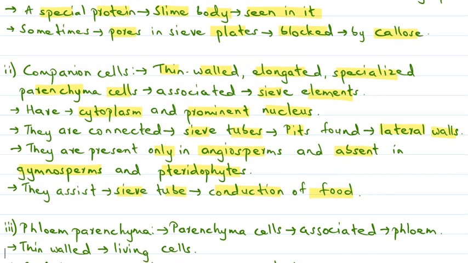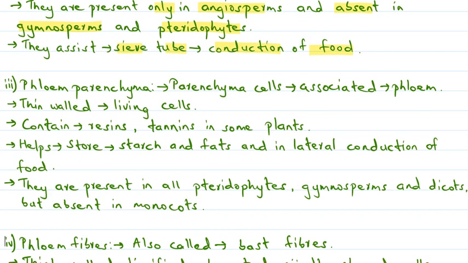Then we discussed phloem parenchyma. These are the parenchyma cells associated with the phloem. They are thin walled, living cells, and they contain resins and tannins in some plants. They help in storage of starch and fats, and in lateral conduction of food. They are present in all pteridophytes, gymnosperms and dicots, but absent in monocots.